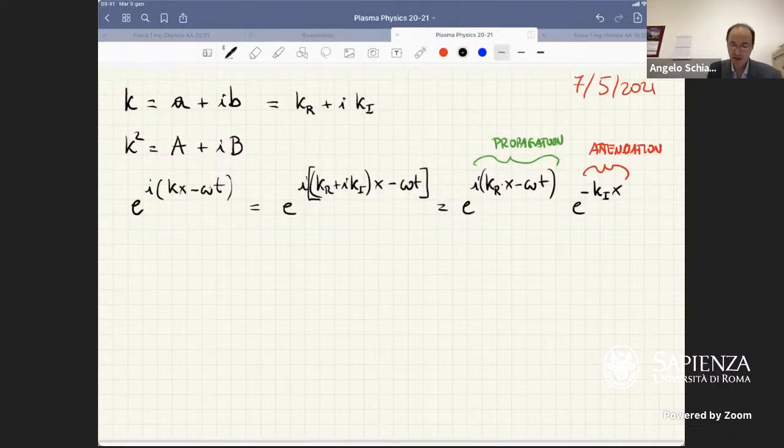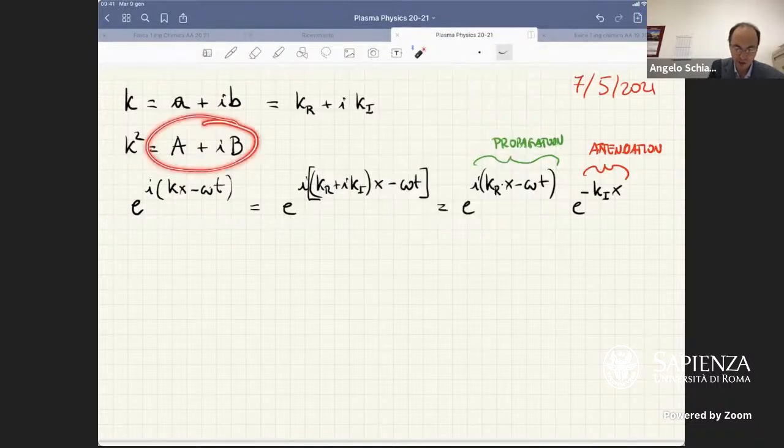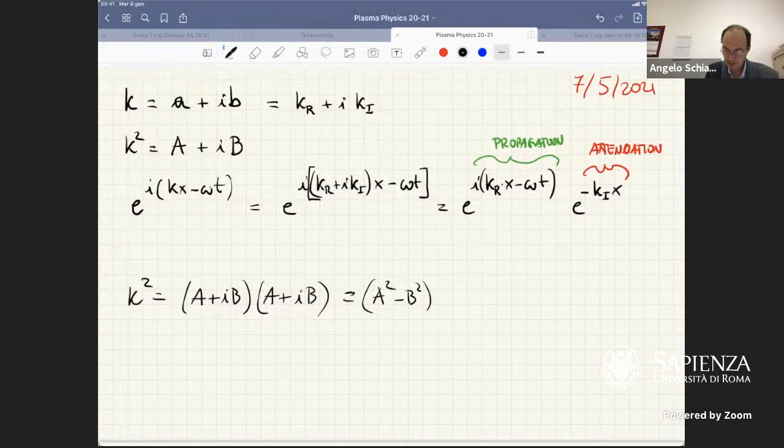After this brief recap, let's see what we can do about our project, that is going from k squared to k. So we can write k squared as a plus ib times itself. This is the meaning of k squared. So we get a squared minus b squared plus i times 2ab.